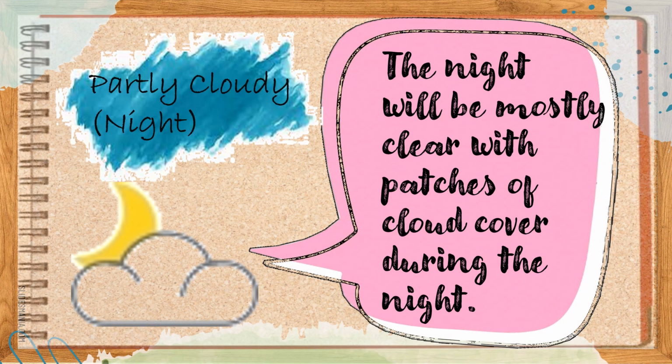This one is the opposite. We have the moon covered with clouds. So we have partly cloudy at night. The night will be mostly clear with patches of cloud cover during the night. So, a cloudy night.